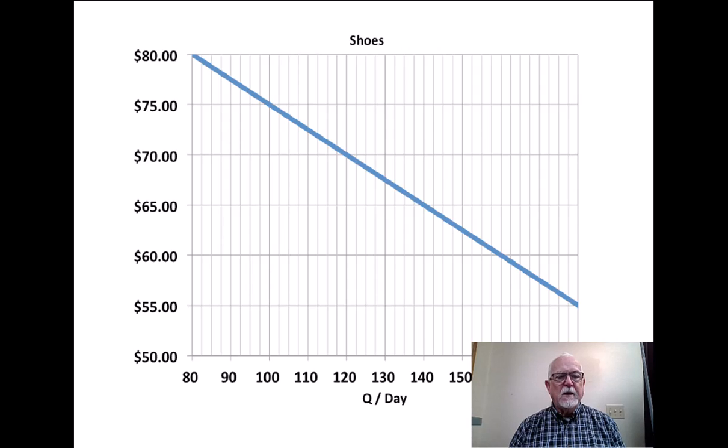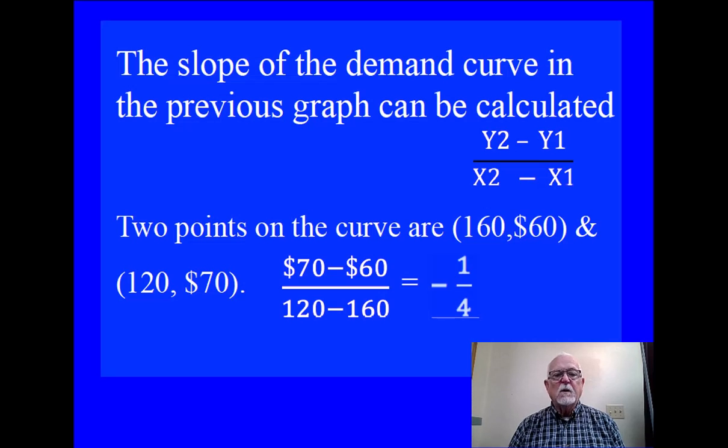This doesn't start at 0 because I didn't want to stretch it way out. Let's use the 70 because that's what I used in my next slide. From $70 and 120, or to say it mathematically correctly in terms of X and Y, 120 and 70, down to 60 and 160. The slope there is a negative 1/4. And so here are your calculations.